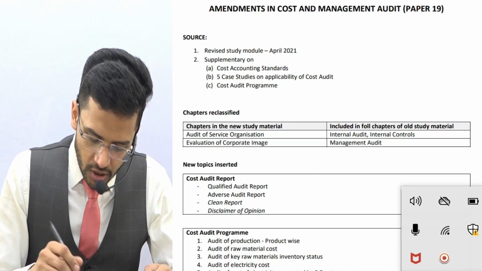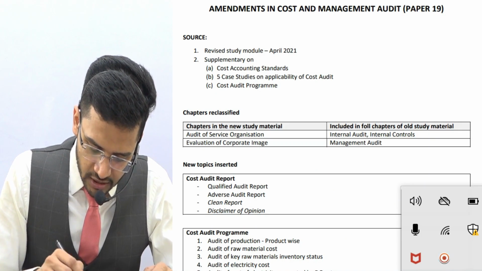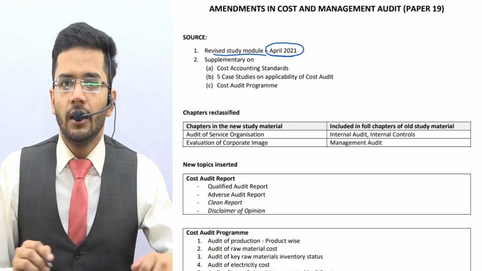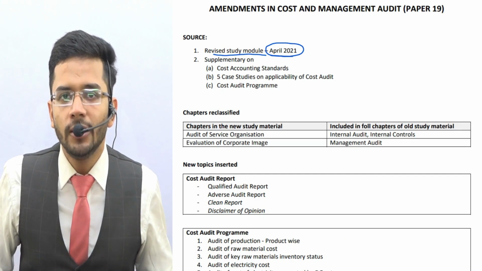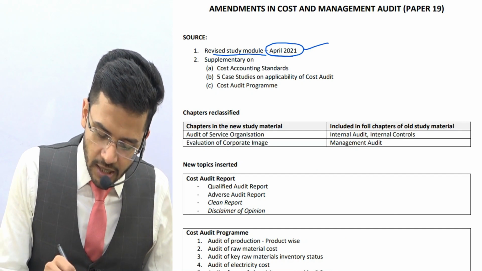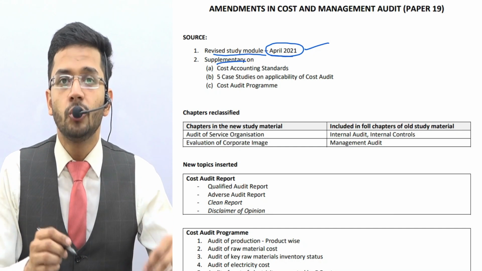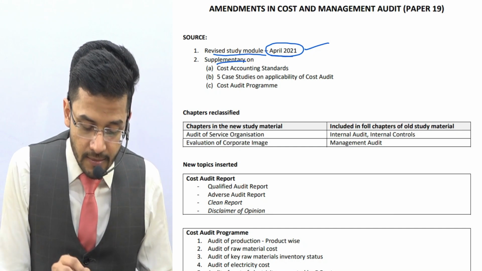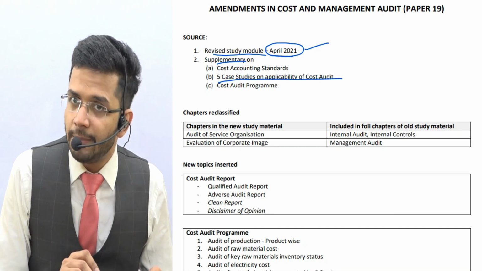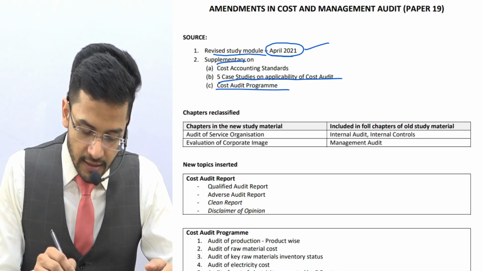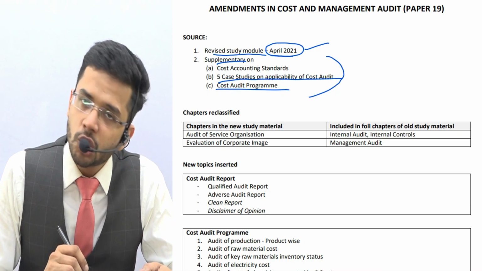All right. So as I've already told you, the source of the amendments is the revised study material, which has been dated as April 21. And in this revised study material, there have been certain changes. And then there are supplementaries which are issued with respect to cost accounting standards, with respect to 5 case studies on applicability of cost audit and cost audit program. So these are the 3 supplementaries which have been issued.